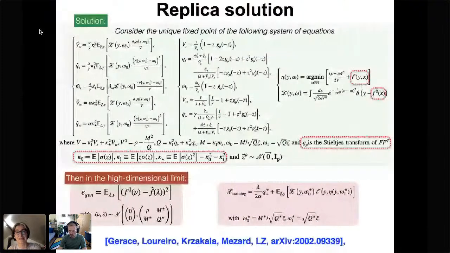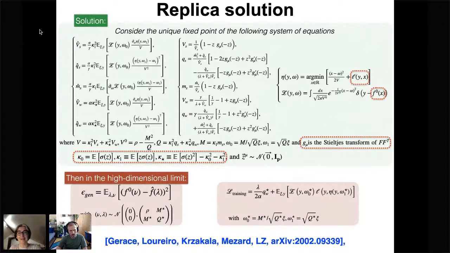I will not be explaining them in detail, but the thing that is maybe most surprising about this solution is that it doesn't require the matrix F to be random; it can be arbitrary. The only property of the matrix F that enters in this replica solution is the Stieltjes transform of the matrix FF transpose. So we need F to be something where we can write the Stieltjes transform analytically, or at least numerically, so that we can evaluate these equations. But otherwise, up to some balance conditions, it can be arbitrary.